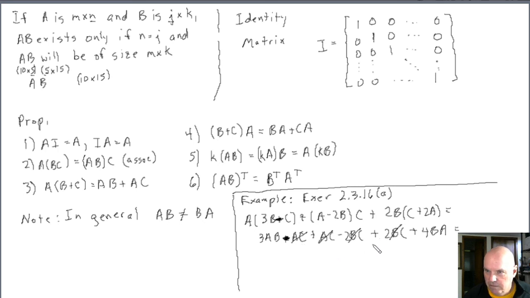Notice these product matrices would have to have the same dimension. And so I'm left with 3AB plus 4BA as the result. Now you might be tempted to write that as 7AB or 7BA, but that would be incorrect. You can't simplify this any further because AB is not equal to BA. So this is the final result for this particular problem.